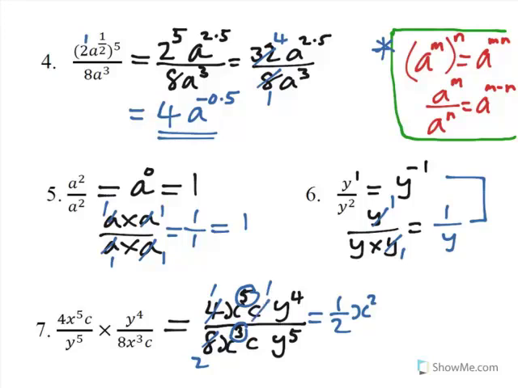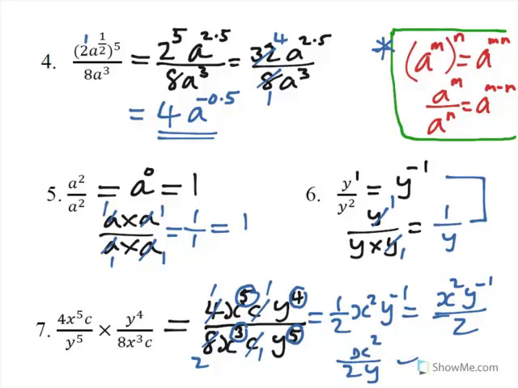You can see those c's cancel out nicely, so they've gone. And y to the power of 4 divided by y to the power of 5 is y to the negative 1. Or you can write it as x squared y to the negative 1 divided by 2. If you've got a different answer, if you've got this answer here, x squared over 2y, it is also acceptable. And again, when we do negative indices, you'll be able to see why.